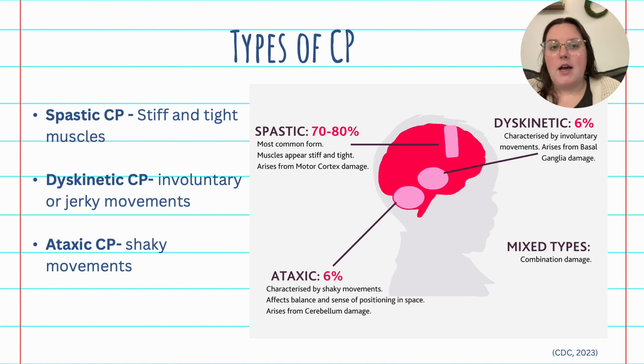It's going to be a little bit more jerky, like moving around. And the reason for this is because it comes from damage to the basal ganglia in the brain, which, if you don't know what the basal ganglia is, that's totally fine, but it's the area that affects our coordination.